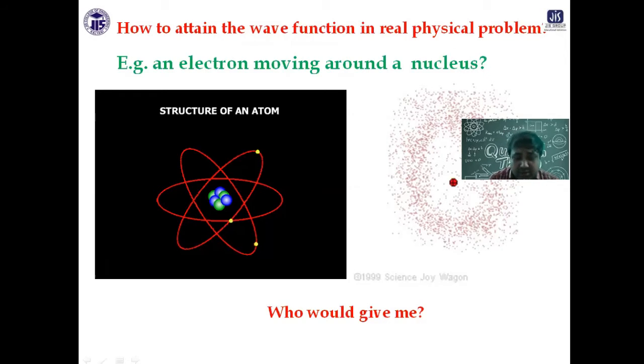Now to answer this question, where the object is at a given point of time, I need to know mod psi square, its wave function's modulus square. Now that I can only answer if I know psi. The question is, who is going to give me psi? Answer: you were told in your previous class.